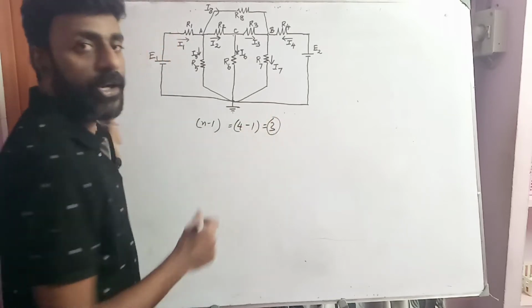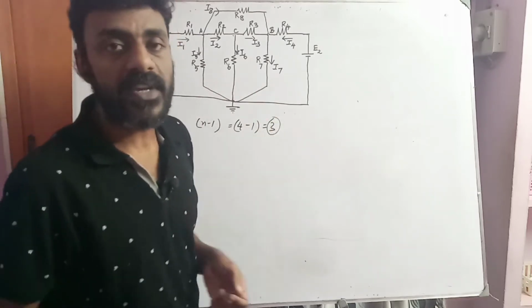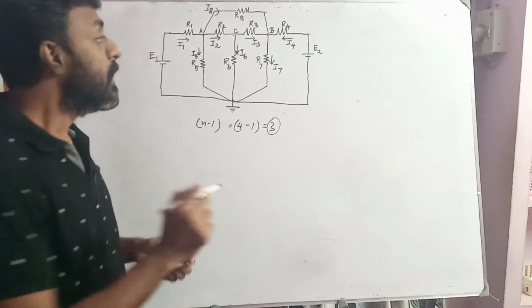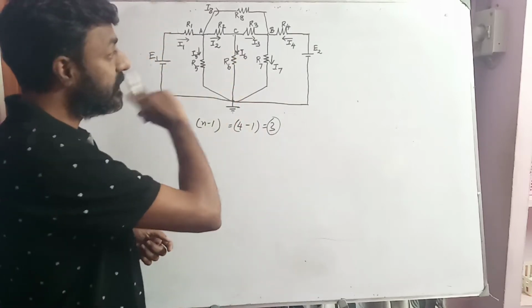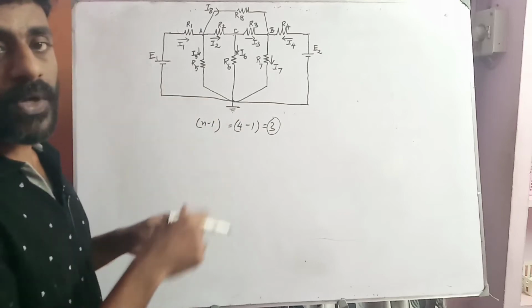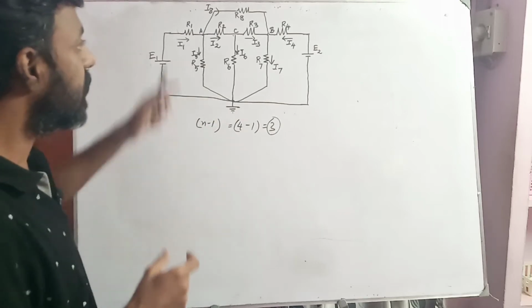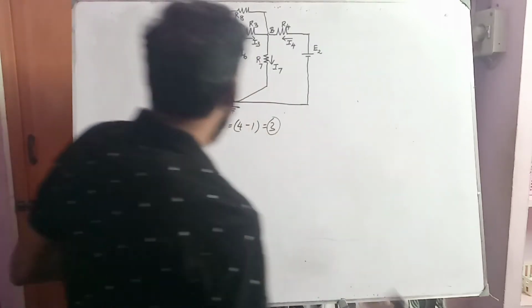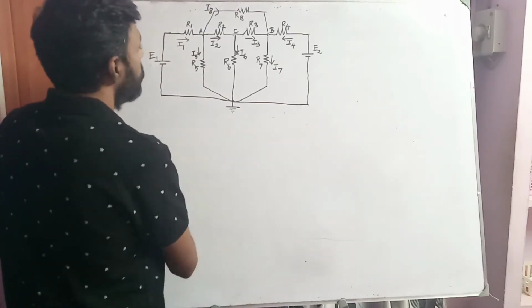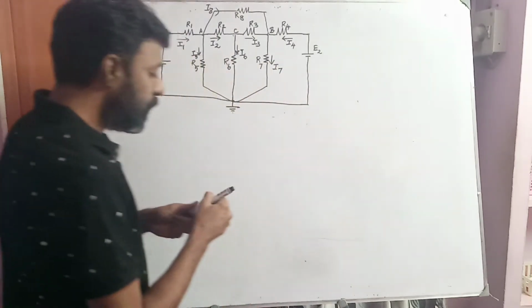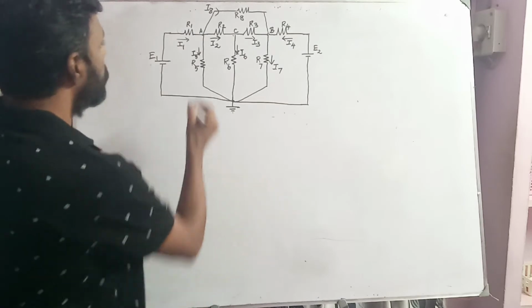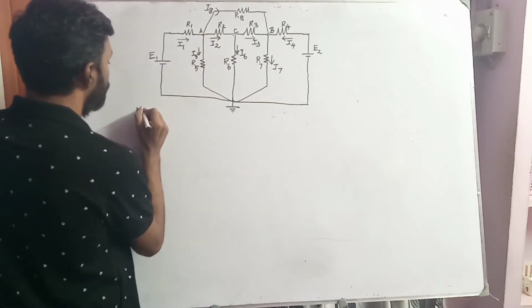So 3 different equations can be framed from this derivation. We can work out 3 different types of equations. So let's get started with that. I'm going to consider node A. Let us consider node A.